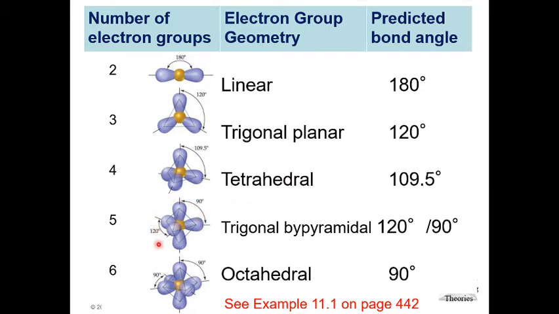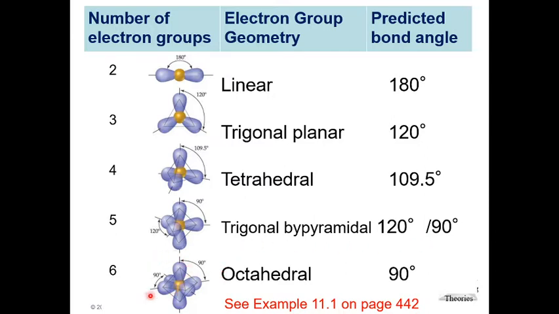If you have 5 electron groups around your central atom, now we're breaking the octet rule. Okay? If we have 5 electron groups, we have a trigonal bipyramidal geometry. So these are all my electron group geometries: linear, trigonal planar, tetrahedral, trigonal bipyramidal. Here are my bond angles. We'll go into that more later.